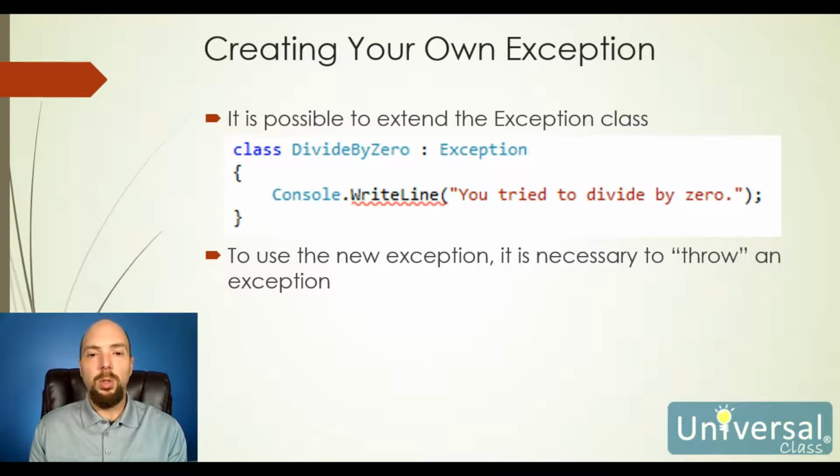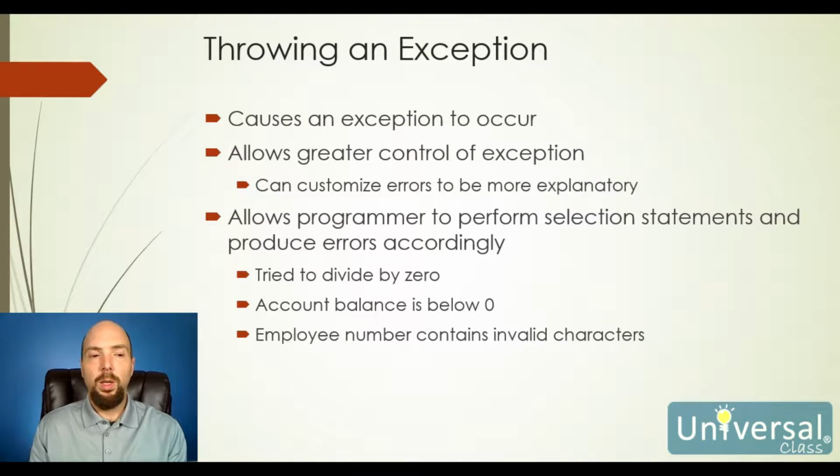Now, for us to use our own exceptions, we typically have to use what's called a throw command, and we actually have to throw an error so that we can get into this type of section of code. When we throw an exception, we're essentially causing an exception to occur. So we're forcing the system, hey, we want to make sure an exception occurs here. But we only want to do that if we have a catch block that corresponds to it. What this does is it allows us to have greater control of our exceptions. We can customize our errors and we can make them more explanatory.